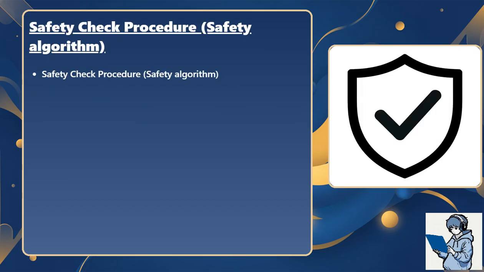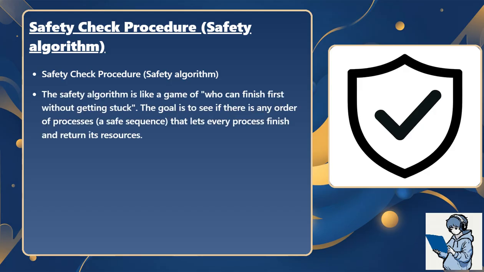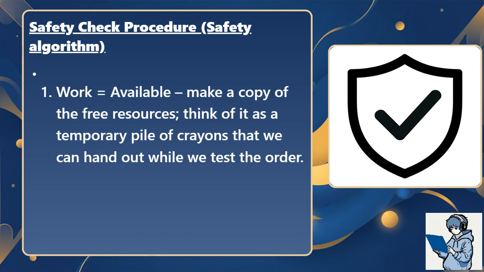Safety check procedure: safety algorithm. The safety algorithm is like a game of who can finish first without getting stuck. The goal is to see if there is any order of processes, a safe sequence, that lets every process finish and return its resources. The step-by-step description. Step 1: work equals available. Make a copy of the free resources. Think of it as a temporary pile of crayons that we can hand out while we test the order.